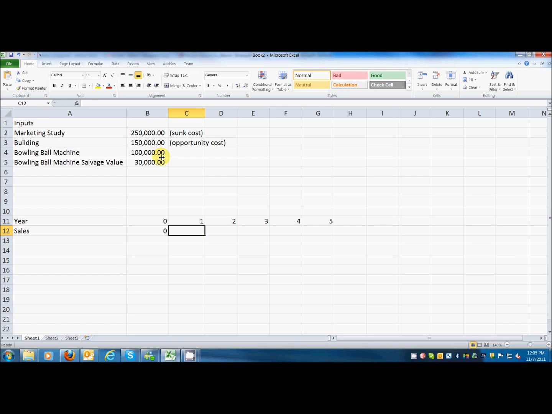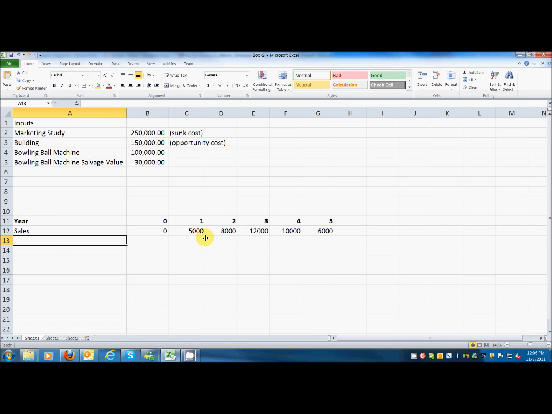So we'll skip over to year 1. And looks like we have 5,000 units. In year 2, we have 8,000 units. Year 3, we have 12,000 units. Year 4, we have 10,000 units. And year 5, we have 6,000 units. Now, just to make this stand out, I'm going to make this year row bold so we won't get the year numbers confused with the sales numbers.